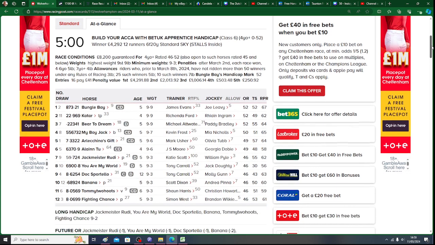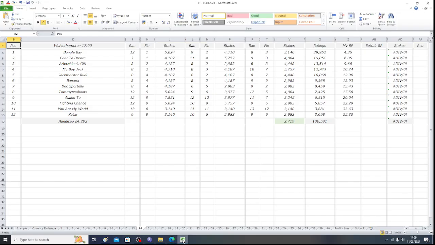So the first race this evening there is the 5 o'clock, 12 go to post in the Apprentice Handicap, and £4,292 to the winner. And this is our spreadsheet.